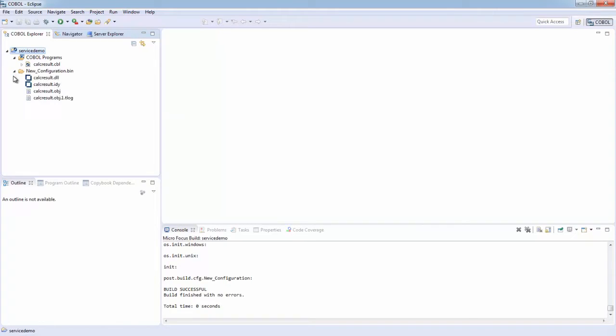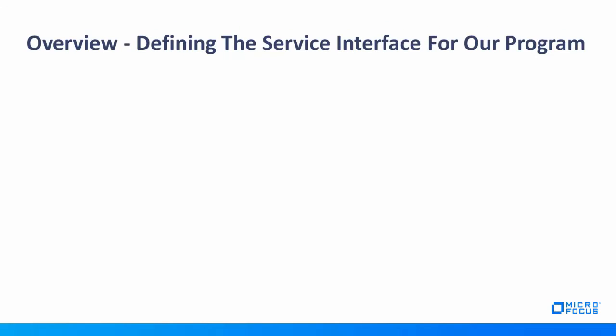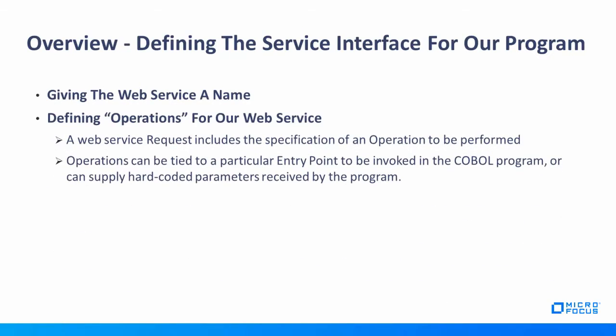The project rebuilds and now creates a DLL. Next, we need to create a web service interface definition for our program. This will involve several steps, including giving the web service a name. We'll define the operations that our web service can perform.